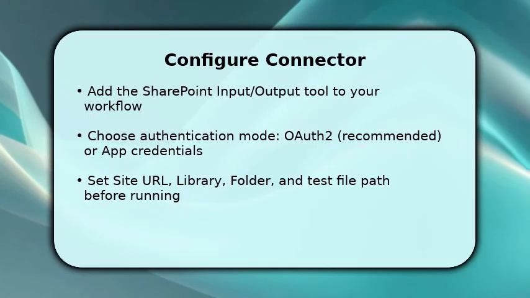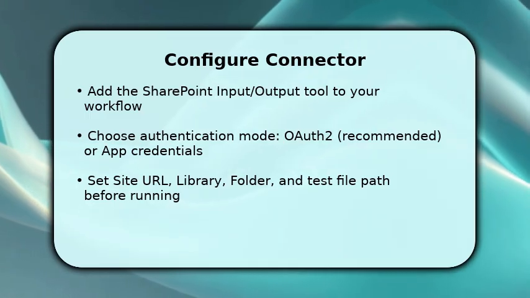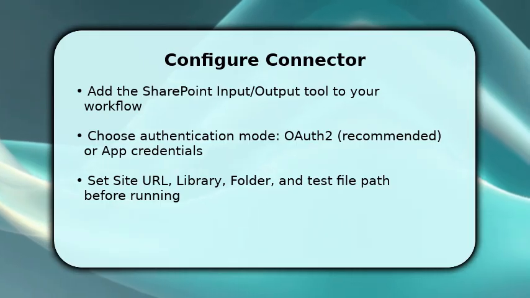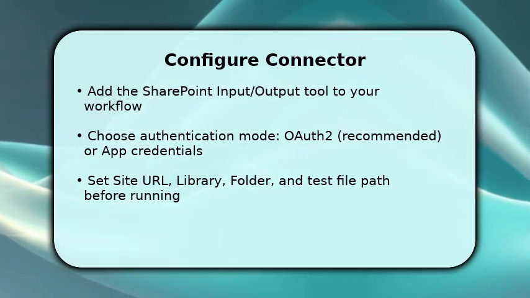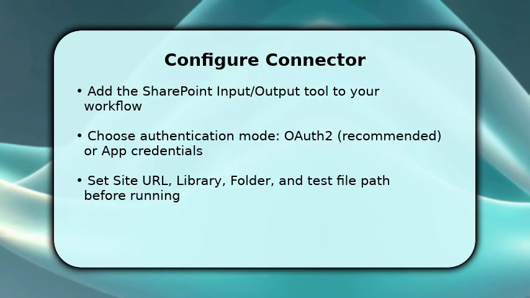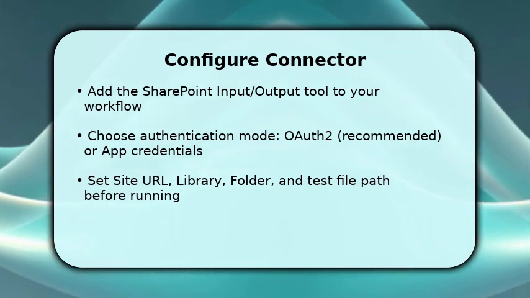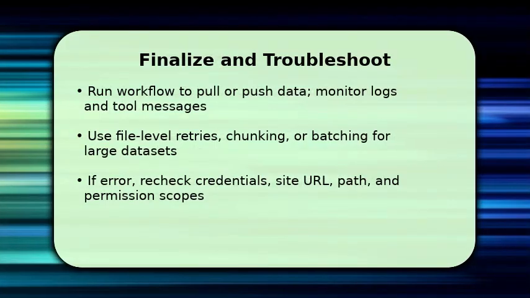Then populate the site URL, library, and folder fields and specify the exact file or wildcard pattern. Once fields are filled, use the tool's test or preview button to validate paths and listing results so you catch mismatched folder names early. Finish by executing the workflow and verifying the data transfer.